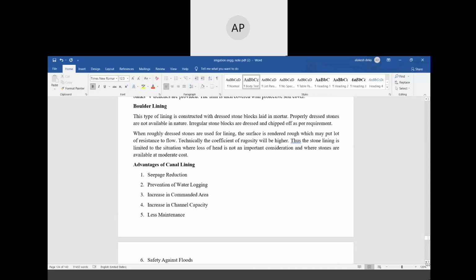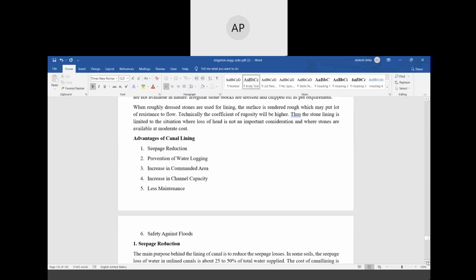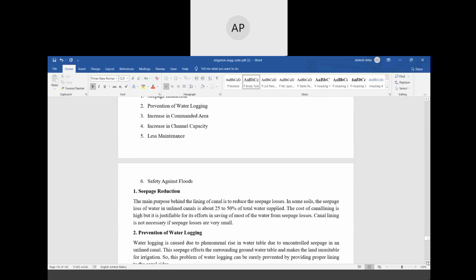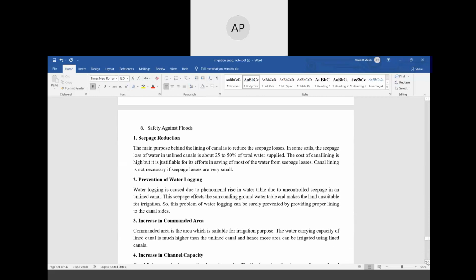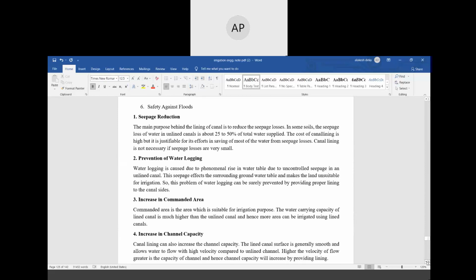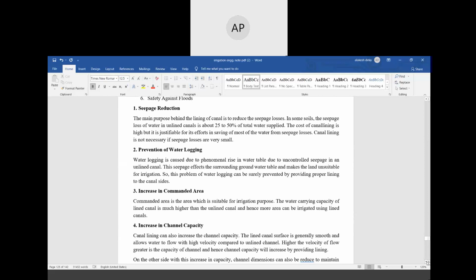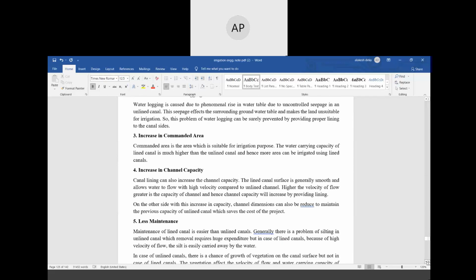Next, another important point is the advantages of canal lining. What are the benefits of using canal lining? That means, why do you line the canal or leave it unlined? If you line the canal, then you will have maximum irrigation command area. The water you can convey through irrigation will be maximum in the case of a lined canal. Okay.